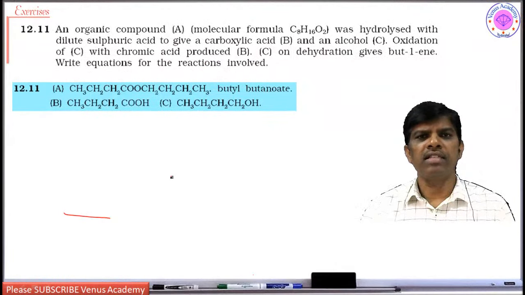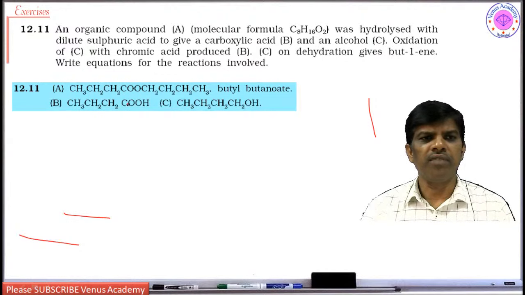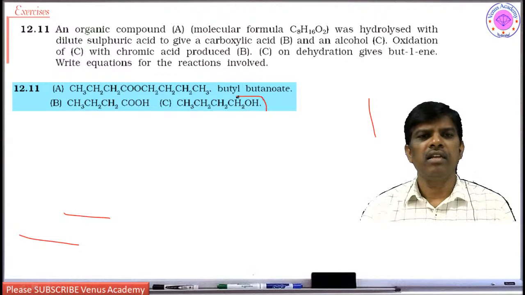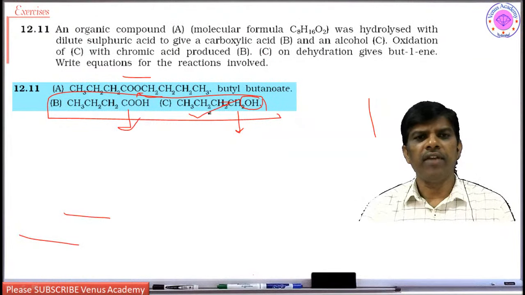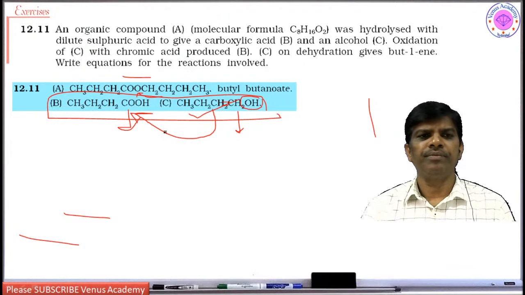So the molecular formula C8H16O2. What is the product A? It was hydrolyzed with dilute sulfuric acid to give a carboxylic acid and an alcohol C. So the carboxylic acid, this is 1, 2, 3, 4, butanoic acid, plus alcohol. Esterification takes place in the presence of dilute acid to give this ester. What they are doing is, on dehydration it gives butene. So this alcohol, on dehydration, is going to give butene, where water goes off, this hydroxy and hydrogen go off. One butene we are going to get, and with chromic acid it produced B. Yes, if I do this alcohol oxidation with chromic acid, what is the reaction? Jones reaction. It is going to give this butanoic acid.